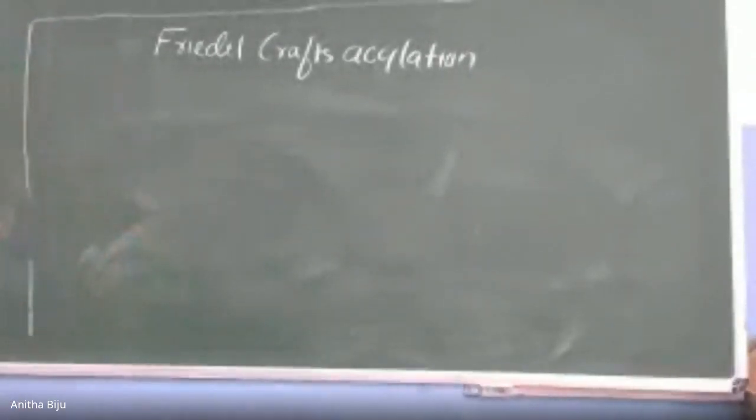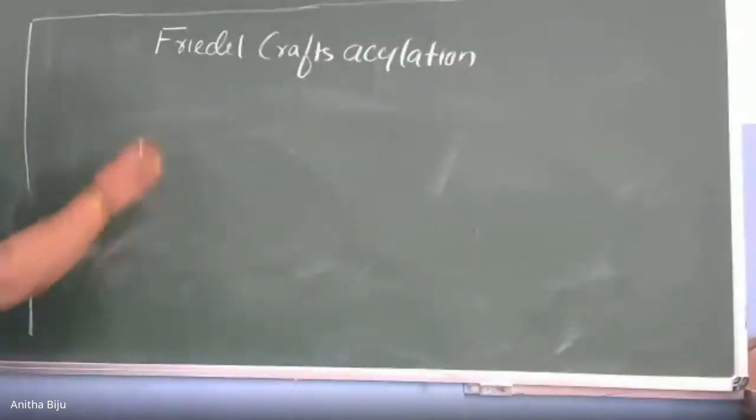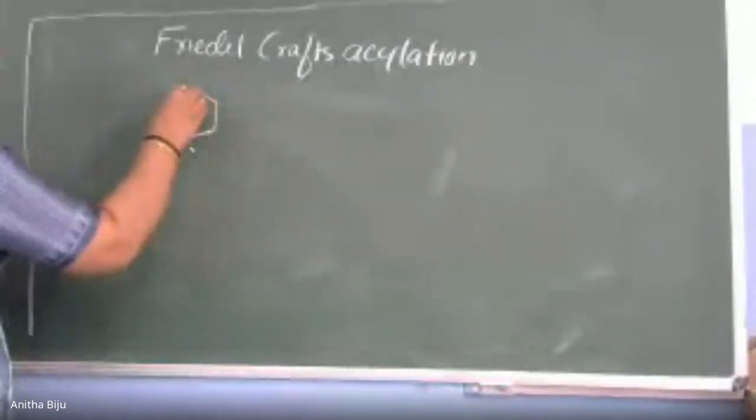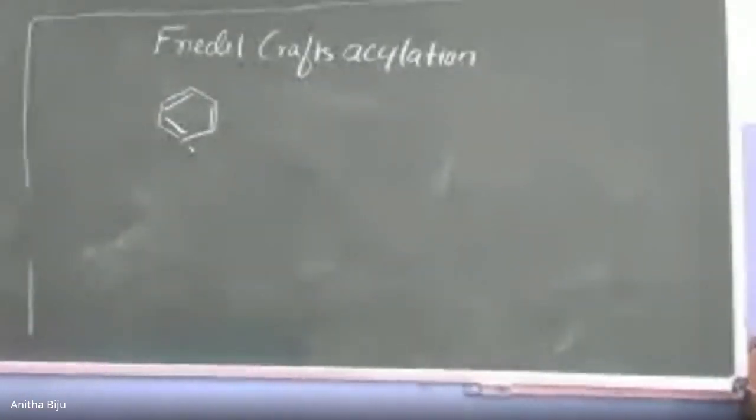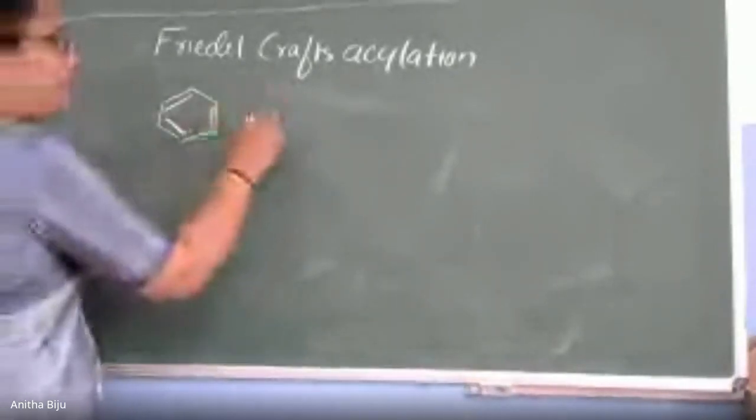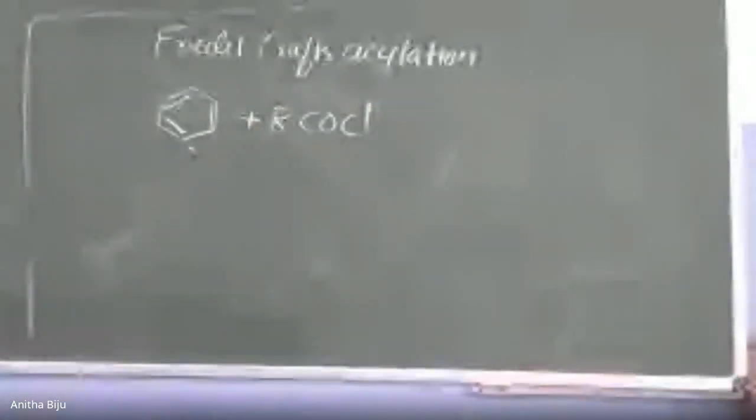Friedel-Crafts acylation. This is the first method of preparation of ketones. In this reaction, we will take benzene. And the reagent is acid chloride. Acid chloride means the OH group of a carboxylic acid is replaced by chlorine. So we can write a general representation of the reagent, RCOCl. R means any alkyl group and COCl, acid chloride.